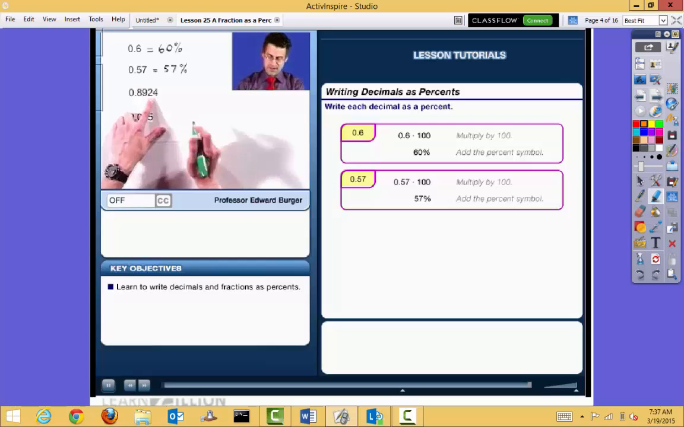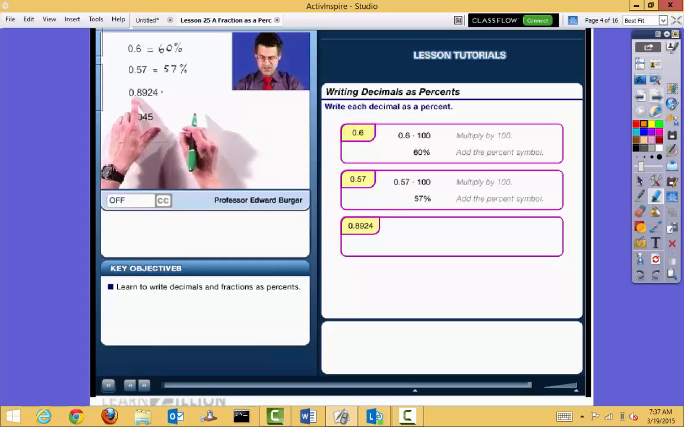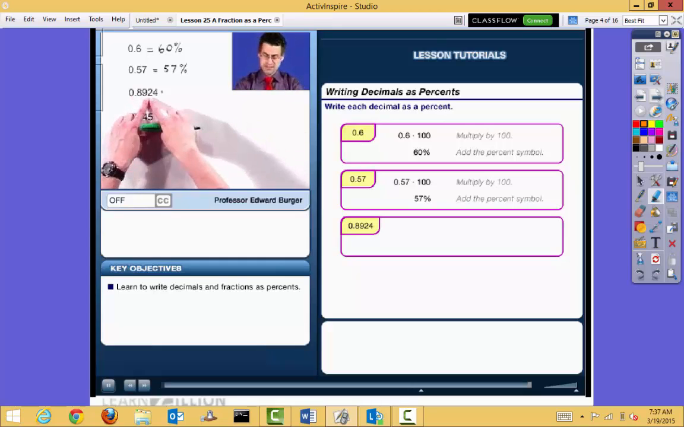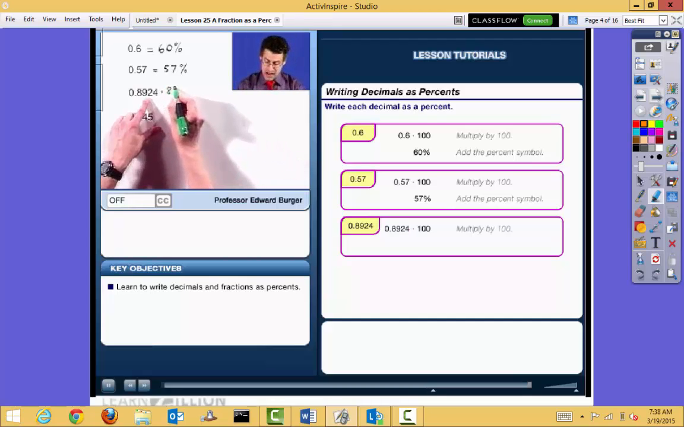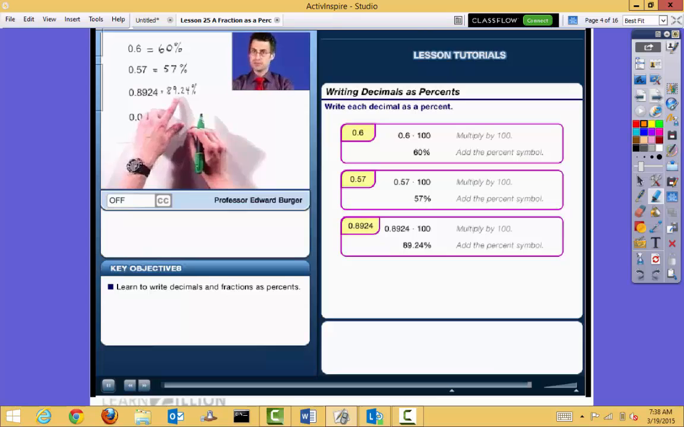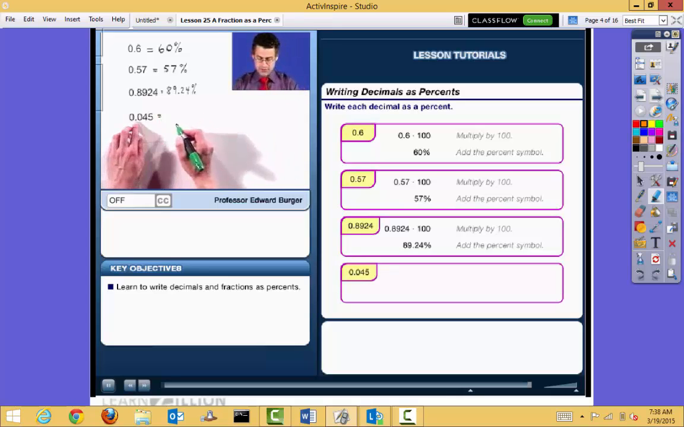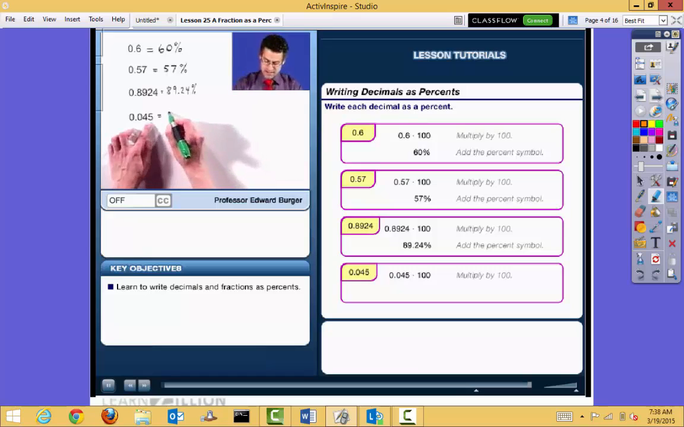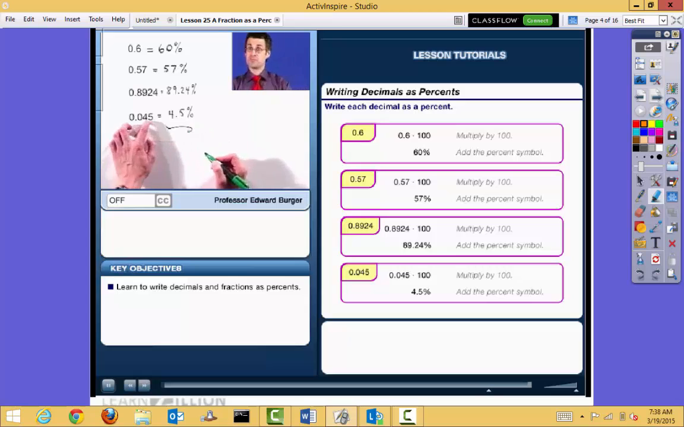What about this crazy number? Wow, that's a big thing. 0.8924. What percentage is it? I just move the decimal 2 places over. Don't be tempted to keep moving it over. We only multiply by 100, and I see 89.24%. It's okay to have a decimal point in a percentage. Finally, here's a very tiny number, 0.045. If I multiply that by 100, I move the decimal 2 places to the right, and I see 4.5%, a little bit less than 5%.